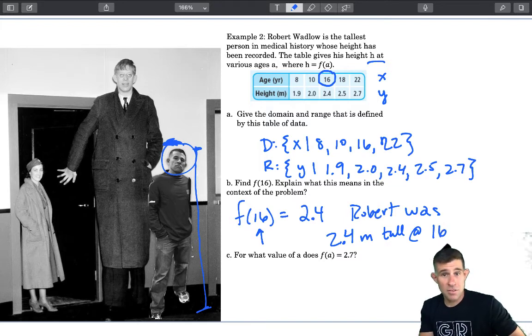So when he was 16 years old, that's how old you guys are. So are you 2.4 meters tall? Probably not. You're probably closer to my height.